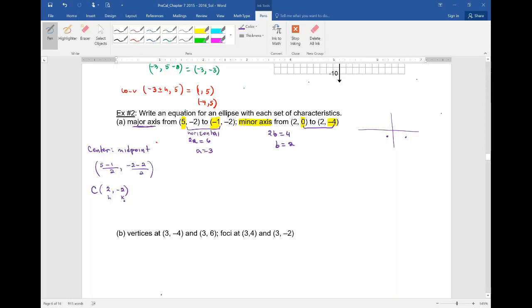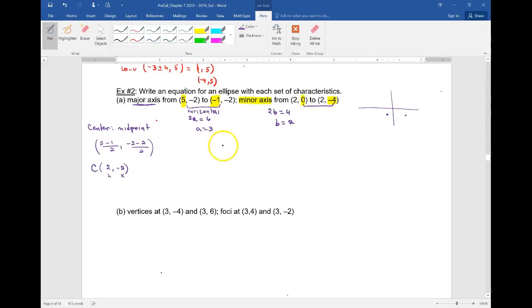Okay? That's my H and that's my K. Now, this is a horizontal ellipse, right? So what does the equation of a horizontal ellipse look like? X minus H squared over A squared or B squared? A squared plus y minus k squared over b squared is equal to 1. So now x minus h, which is 2 squared, over a squared is 9, plus y minus negative 2 is y plus 2 squared, over 4 is equal to 1. And there you have it.